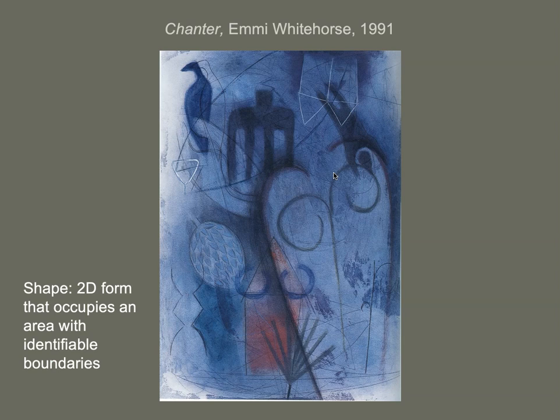Shape is two-dimensional form that occupies an area with identifiable boundaries. And in the work that we're looking at here, Chanter by Whitehorse from 1991, we see a lot of different shapes defined in different ways. For example, if we look here, we can see these triangles are defined by line, okay? And then we see these more organic forms, this almost pitchfork-like form here, the human form here, the bird-like form here. This is defined by a color shift, so it's a darker color than the background. There are different types of shapes here. There are geometric, like the triangles, and then there's more organic forms, like the bird and the human form.